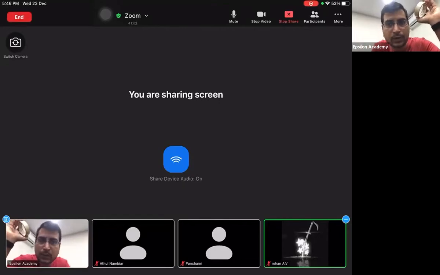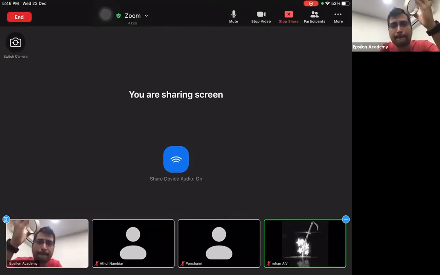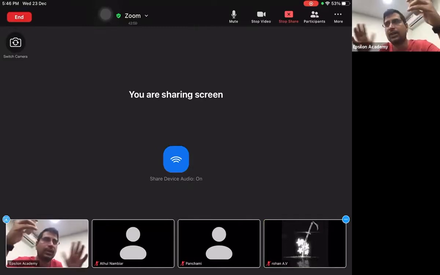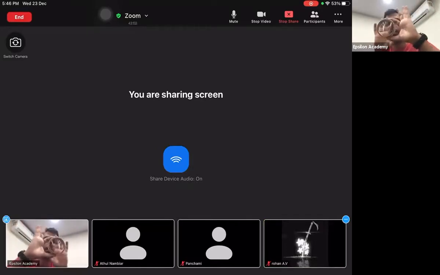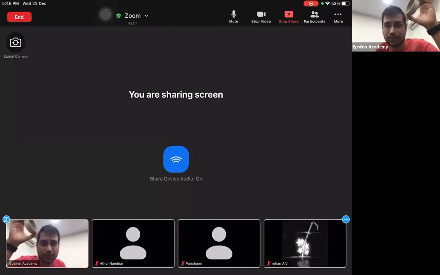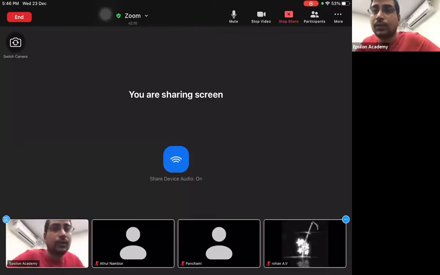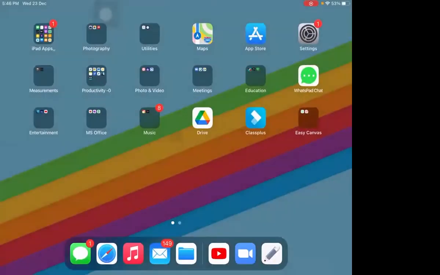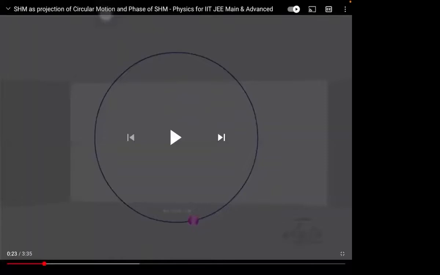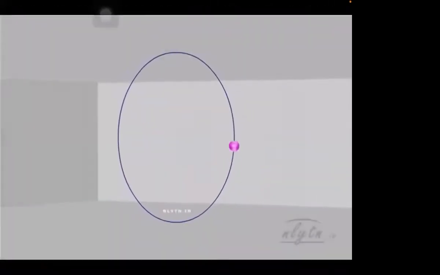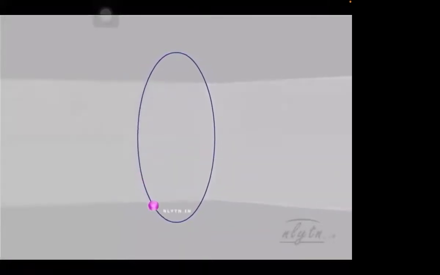Are you guys able to visualize what I'm trying to say? Yes, sir. That's what is called projection. Projection is actually viewing from a different angle. So a circle is 2 dimensional, but when you see from the side of the circle, it appears like 1 dimension. Correct? So now see what exactly is going to happen. When viewed sideways, it is a simple harmonic motion.